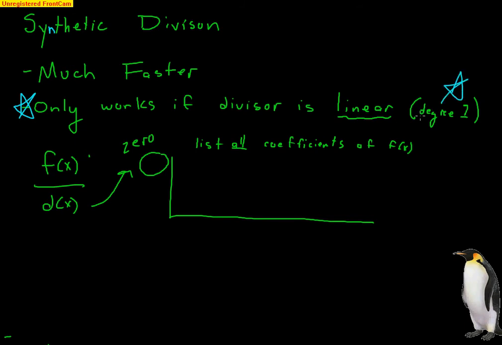So I'm going to put a big star there. It only works if your divisor is linear, meaning your divisor has a degree of 1. It's not going to work in any other scenario. So here's the problem. You're going to be given a function divided by a divisor.